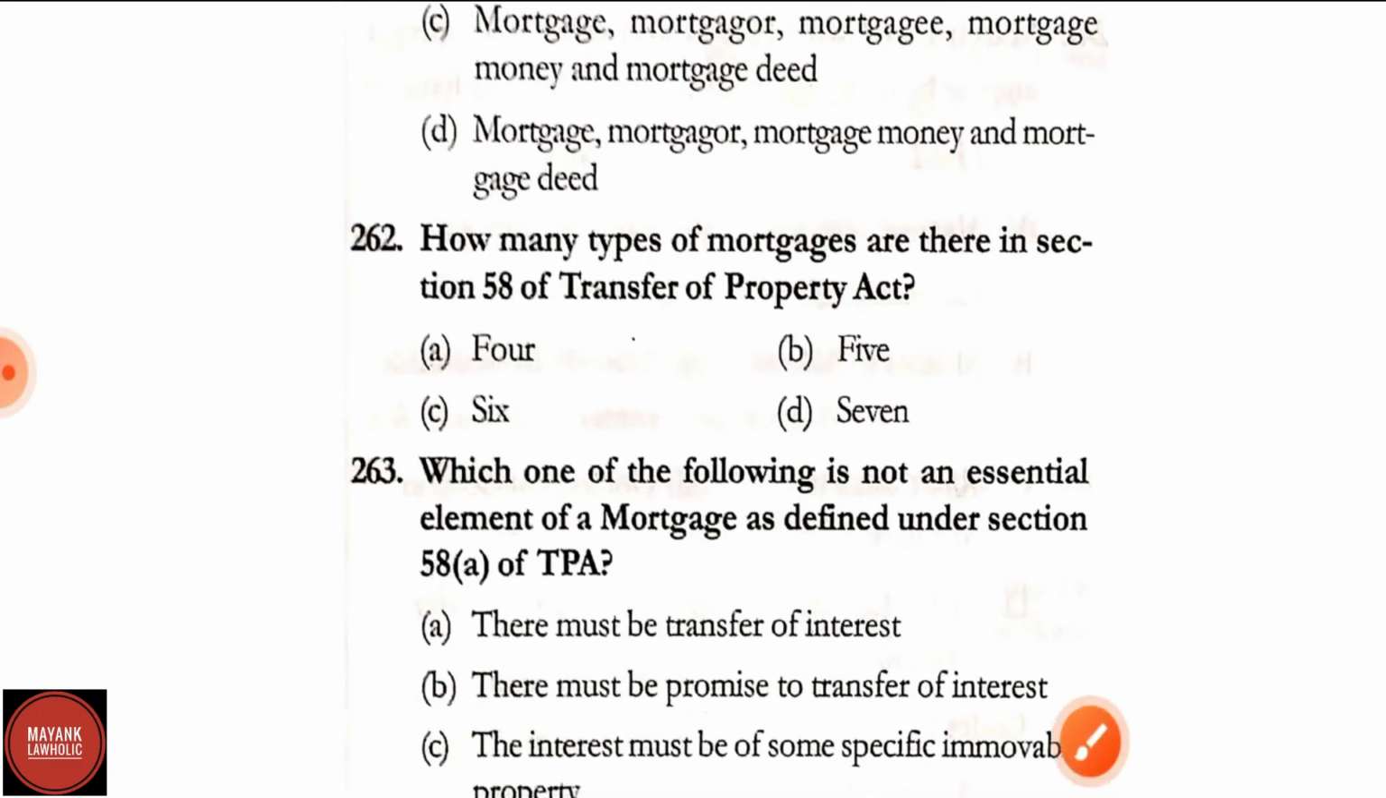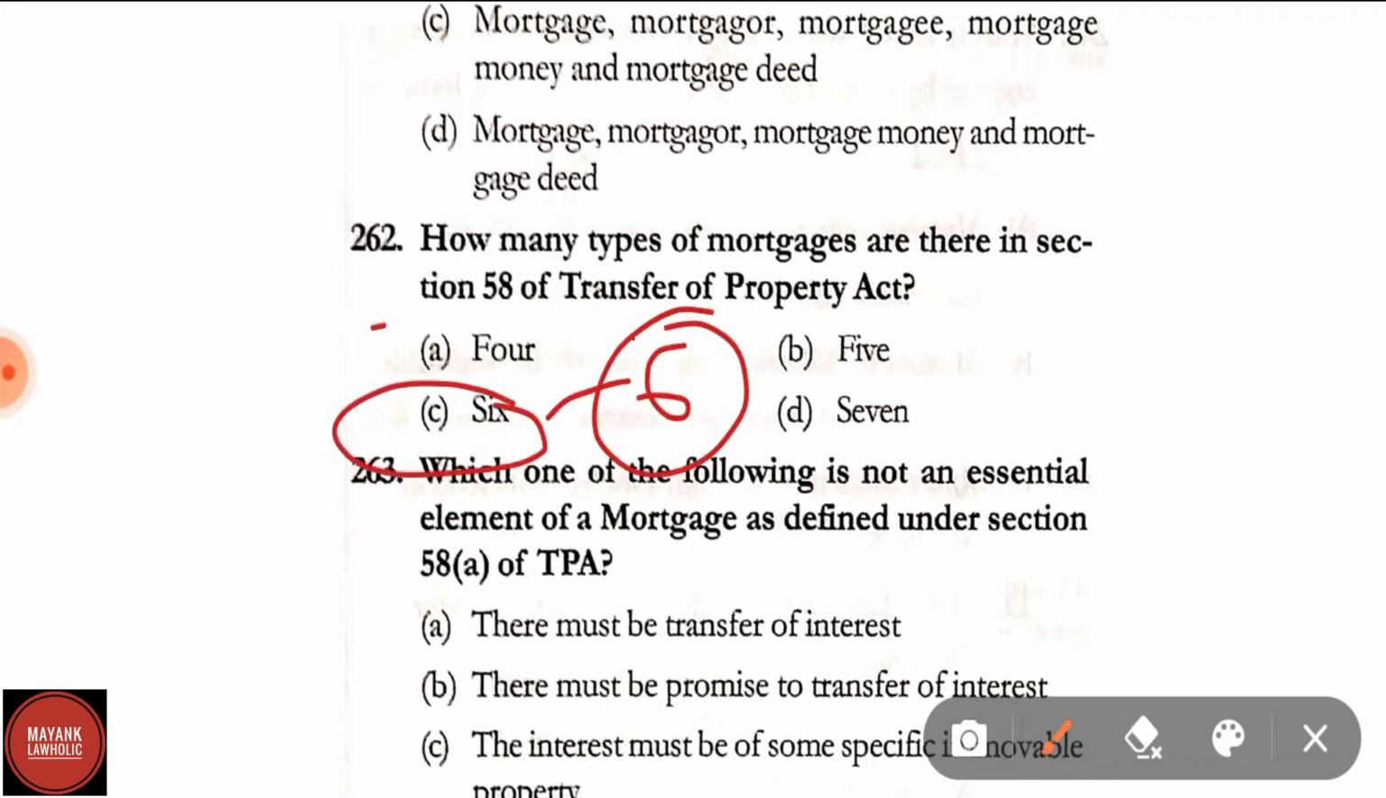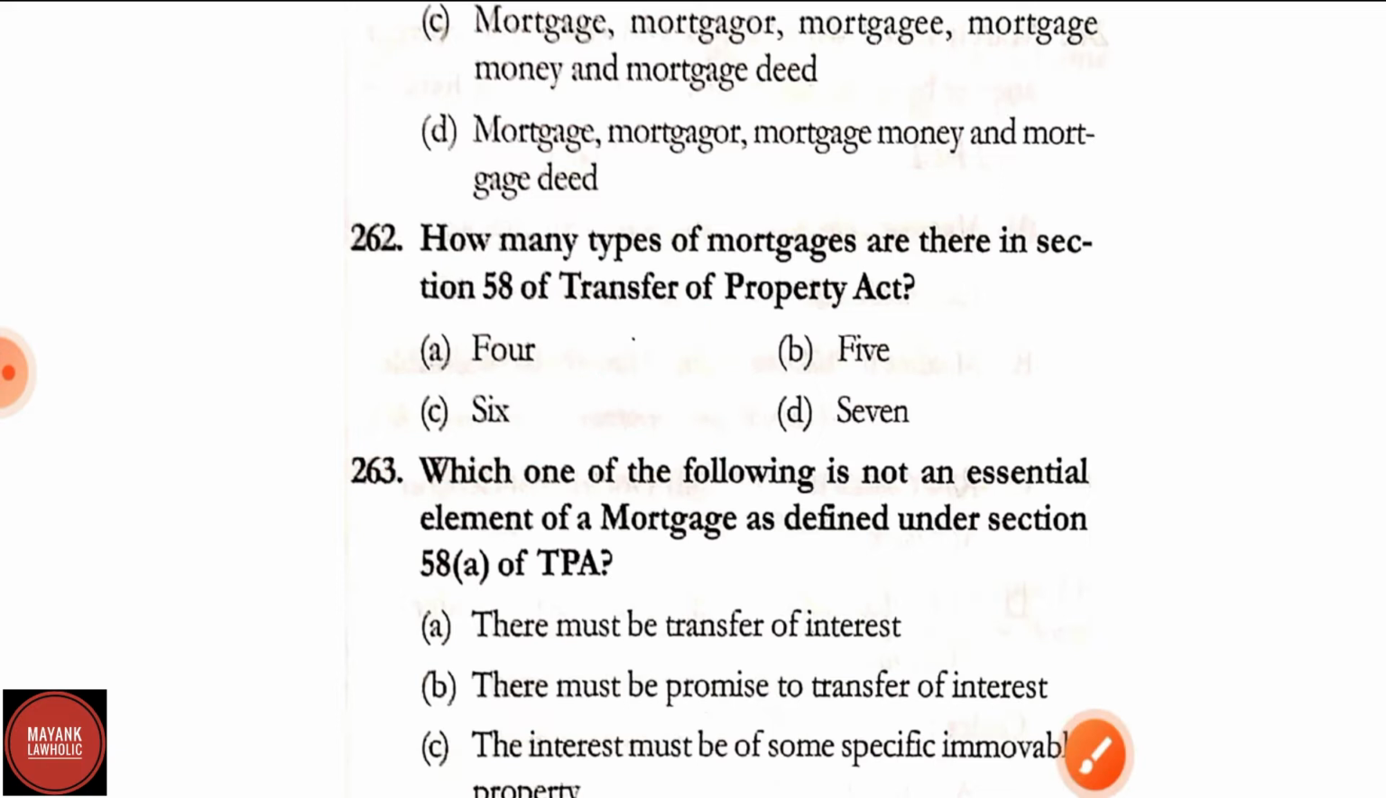Question number 262. How many types of mortgage are there in section 58 of TPA? Options are 4, 5, 6, 7. Here correct answer is option 6. There are 6 types of mortgage defined under section 58 of TPA.